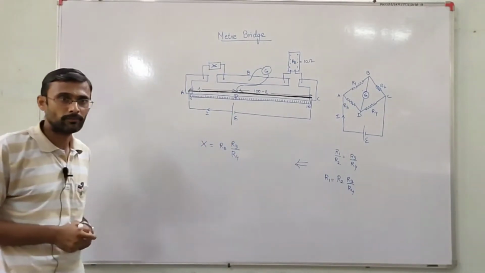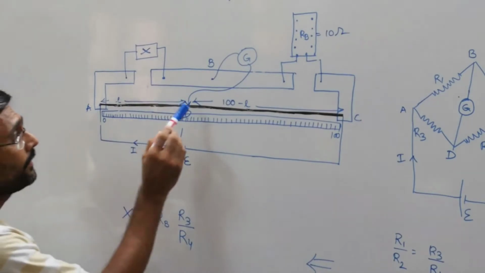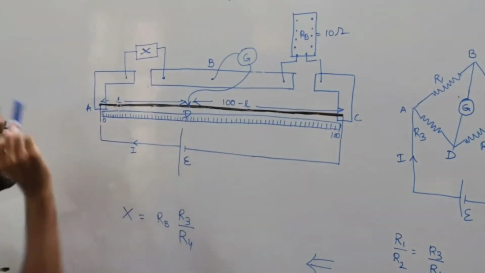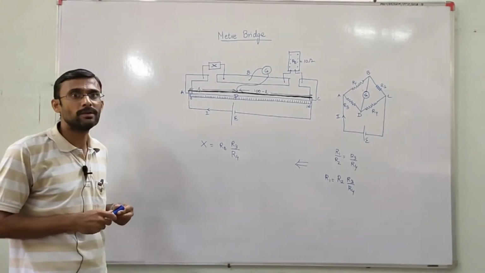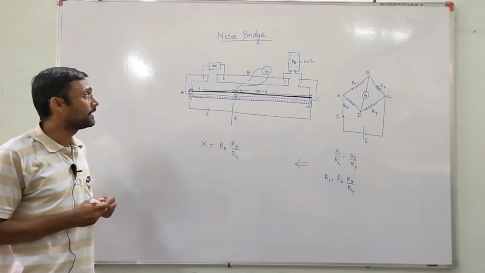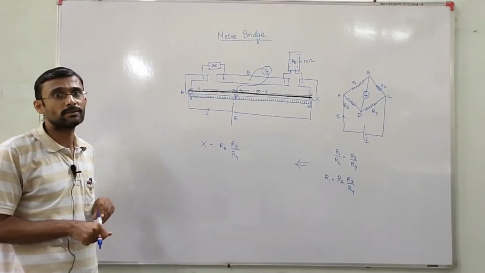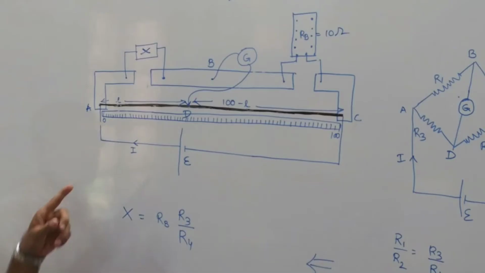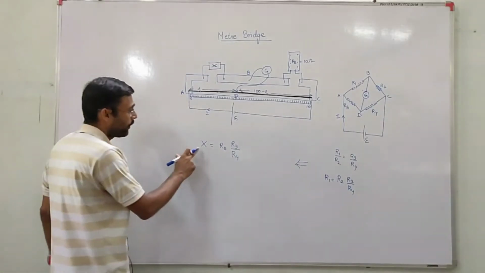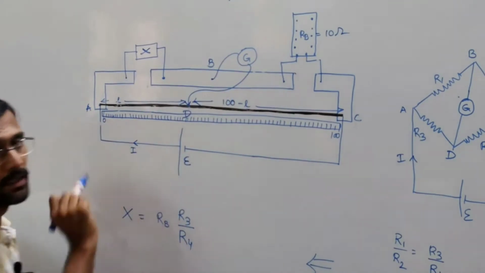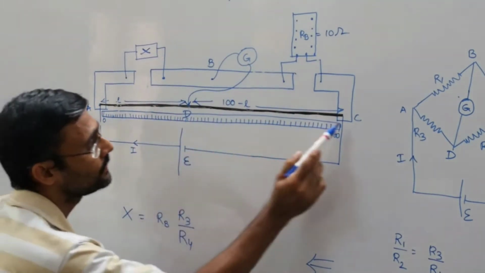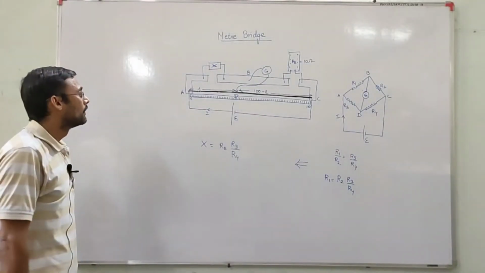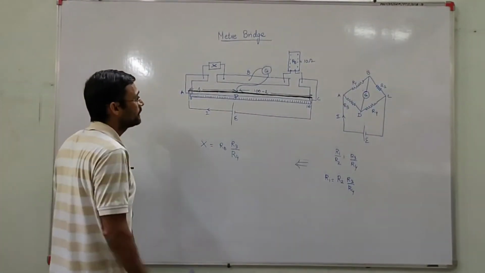It means there will be one point between A and C where the galvanometer will show null deflection. It means the galvanometer current will be 0. That condition is known as the balance condition, and at that balance condition we can find out the value of the unknown resistance. At that point, the ratio of X and RB will be equal to the ratio of AD resistance divided by DC resistance. Now what will be the value of AD resistance?